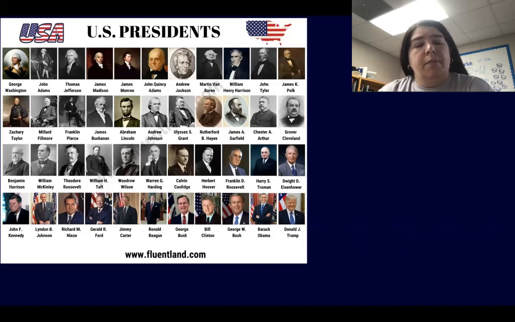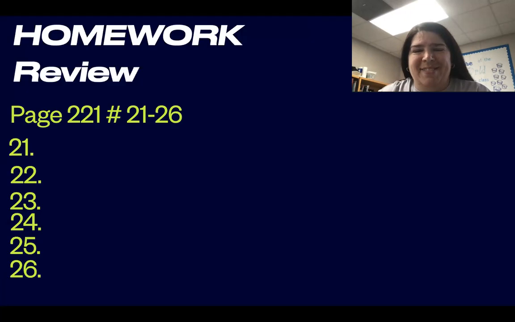Washington, Adams, Jefferson, Madison, Monroe, Adams, Jackson, Van Buren, Harrison, Tyler, Polk, and Taylor, Fillmore, Pierce, Buchanan, Lincoln, Johnson, Grant, and Hayes, Garfield, Arthur, Cleveland, Harrison, Cleveland, McKinley, Roosevelt, Taft, Wilson, Harding, Coolidge, Hoover, Roosevelt, Truman, Eisenhower, Kennedy, Johnson, Nixon, Ford, Carter, Reagan, Bush, and Clinton, George W. Bush, Obama, and Trump.